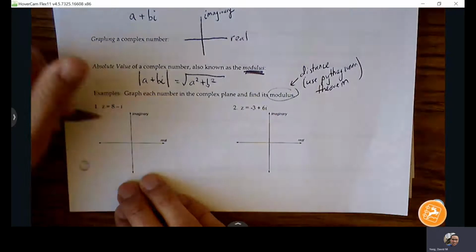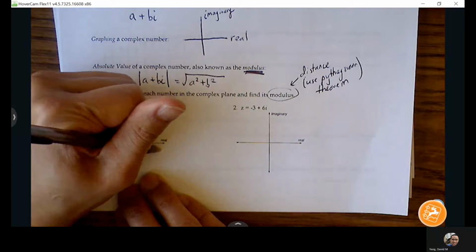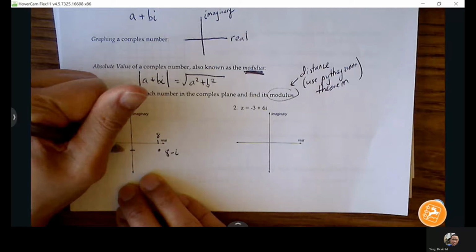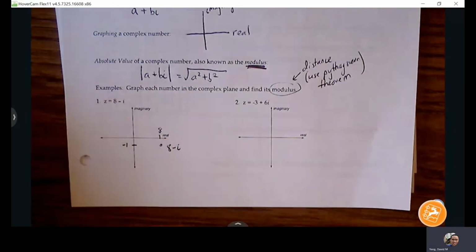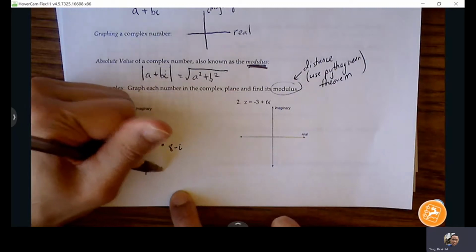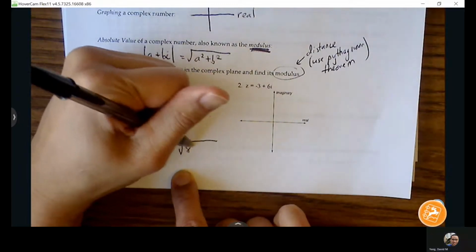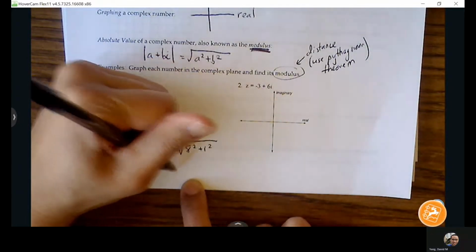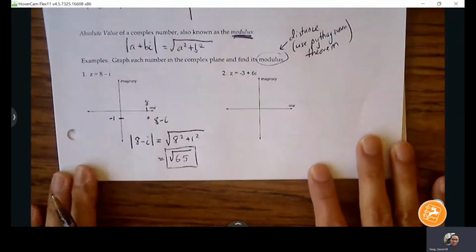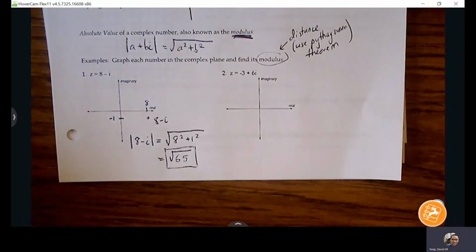Okay, 8 minus i, so that's 8 units over, 1 unit down. Find the modulus, so absolute value of 8 minus i. Pythagorean theorem. Okay, try number 2.